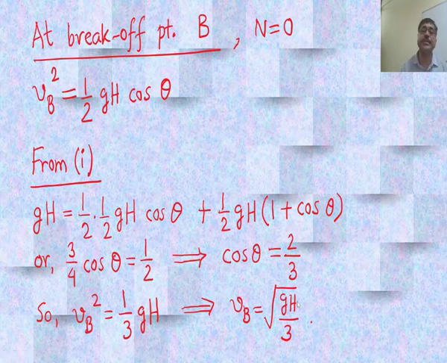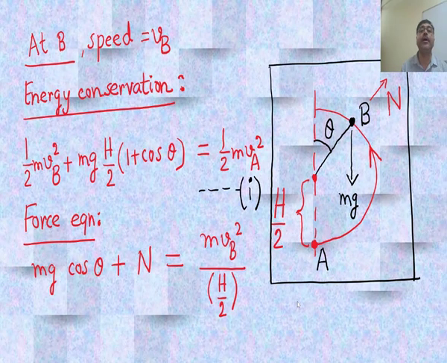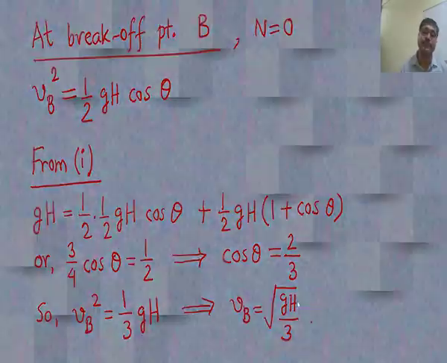Okay, so this is the problem. Looks a little longer, but please remember the basic ideas. Either you need to choose energy conservation or force equation or both. And at the point of breaking off, you simply put your thrust or tension to be 0.